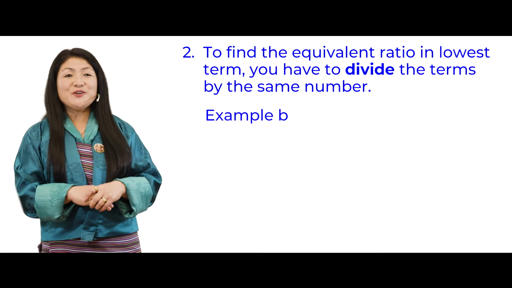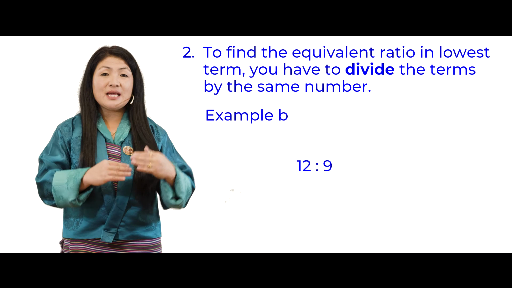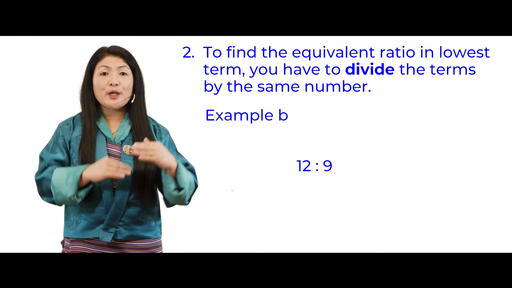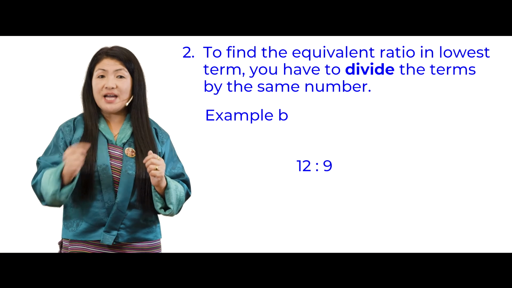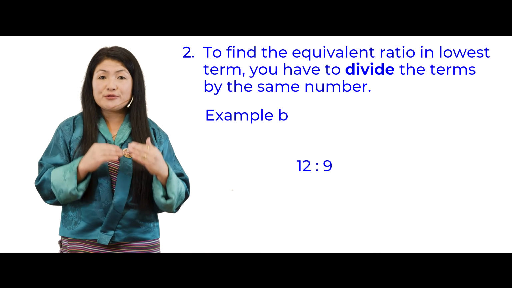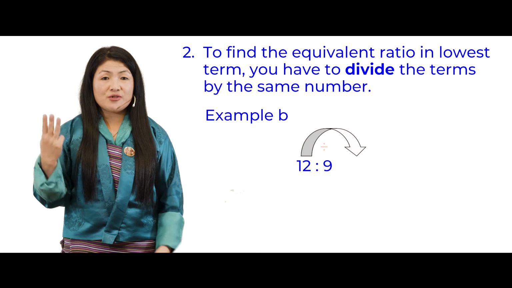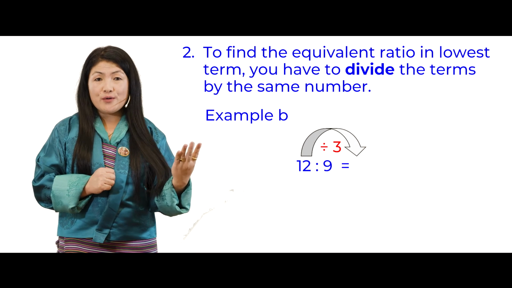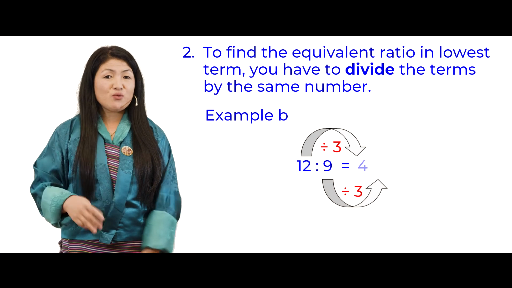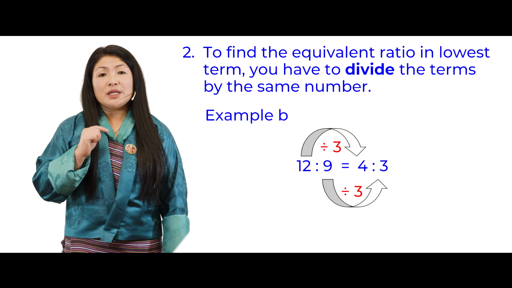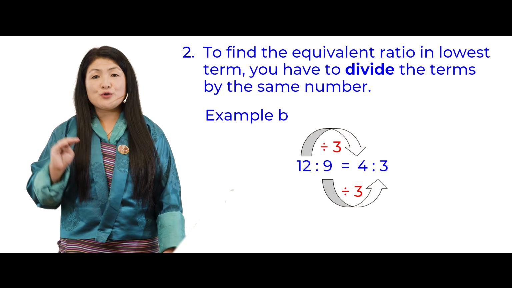Example B. Ratio I have here is 12 to 9. So we are going to write that ratio in lowest term. When you are writing that ratio in lowest term, we have to divide it. So let's divide by 3. As the first term of the ratio is 12, so 12 divided by 3, we get 4. And the second term of the ratio is 9. 9 divided by 3, we get 3. So, equivalent ratio in lowest term of 12 to 9 is 4 to 3.